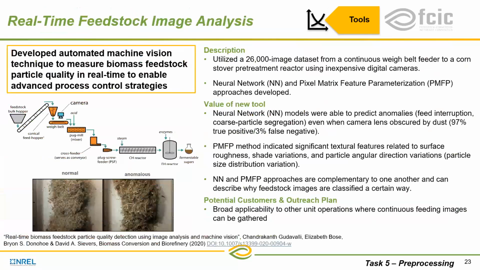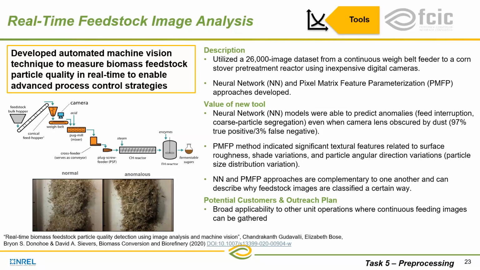Okay, one last thing I want to touch on in the pre-processing task, real-time feedstock image analysis. This is a really important tool to be able to see what's going on in the field. Researchers on this task took a very low-cost camera, collected several thousand images of biomass as it moved across a belt feeder on a corn stover pre-treatment run in the pilot plant at NREL. They took those data and they correlated it with process data. We have a very well-instrumented pilot plant at NREL, and they correlated those images with data coming from torque sensors.